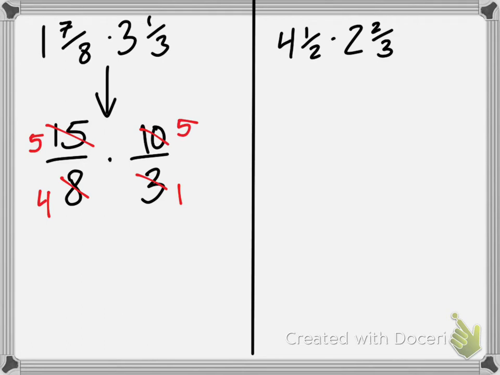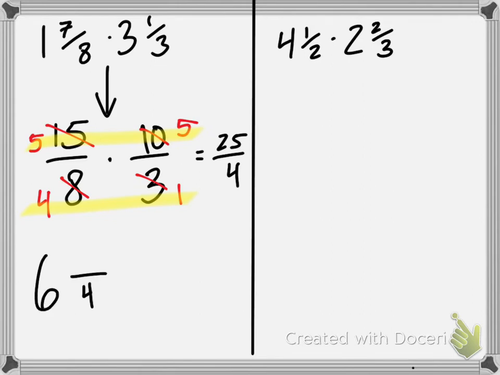Now that I know that I've simplified it all the way, I just cross multiply. 5 times 5 is 25. 4 times 1 is 4. Now we have an improper fraction. Let's see. Alina, how many times does 4 go into 25 without going over? 6. Yes, it goes in 6 times.